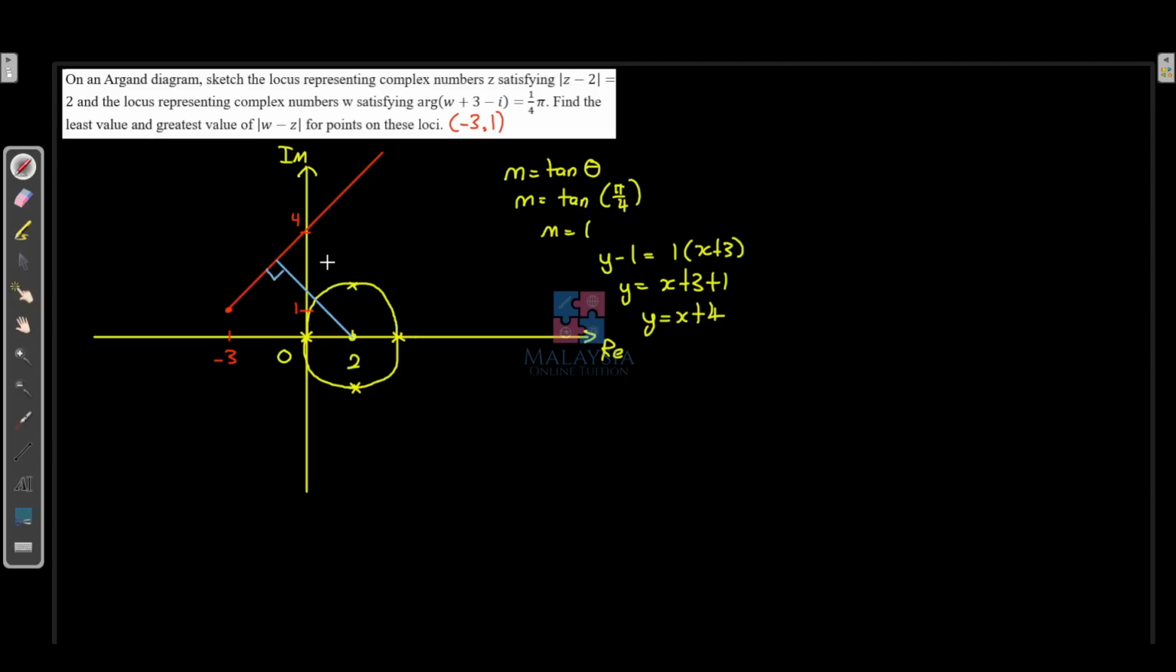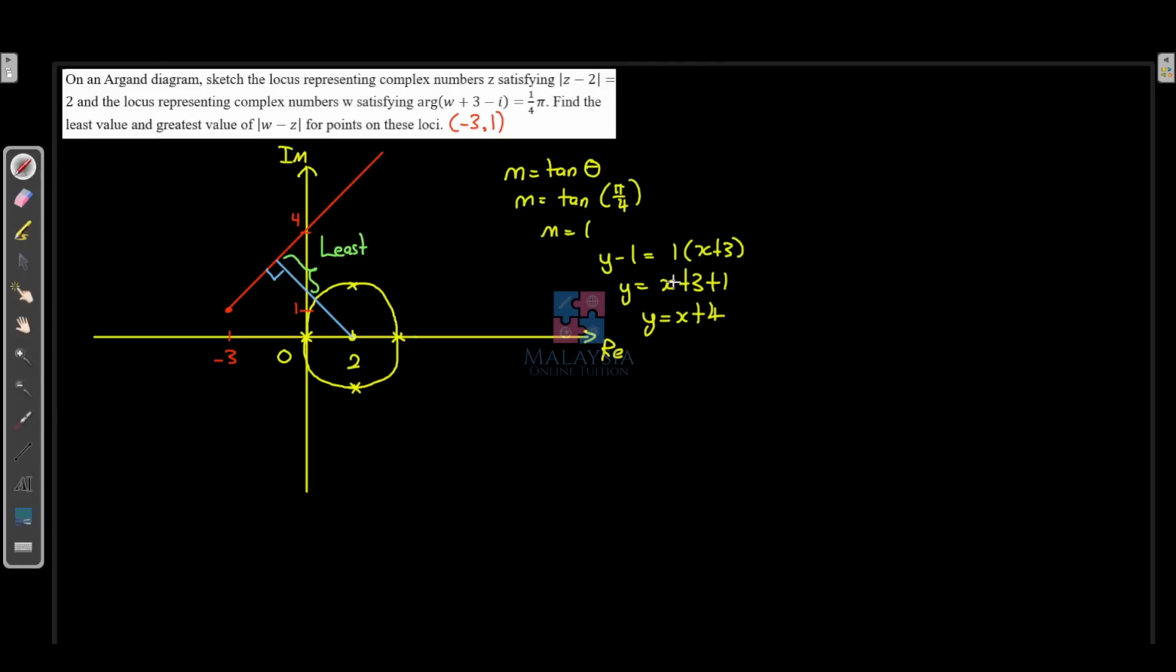Now what we need to do is find the intersection point between the blue line and the red line. Then the shortest distance, or the least value of modulus w minus z, is going to be this one, as you can see, the least. And the greatest, of course, you are going to go until the end here, but we are going to discuss it later. We just need to find the least value first.